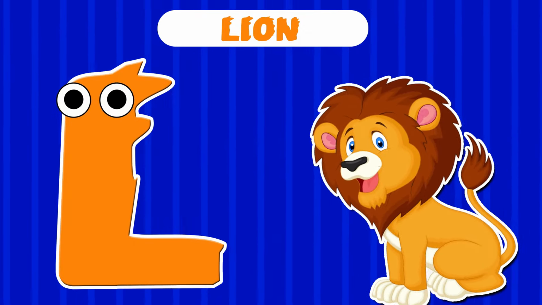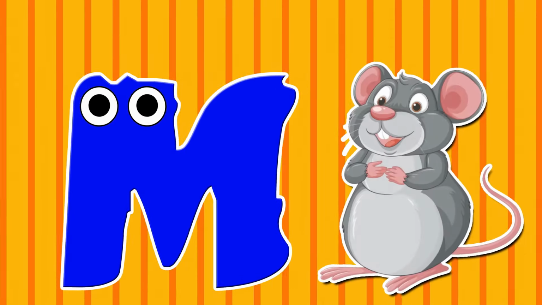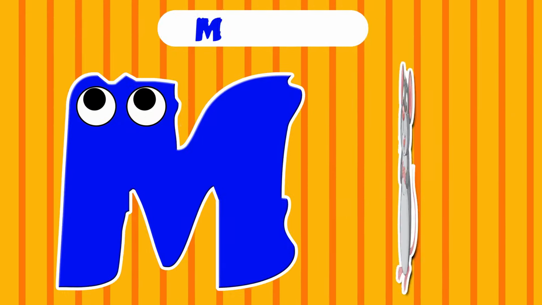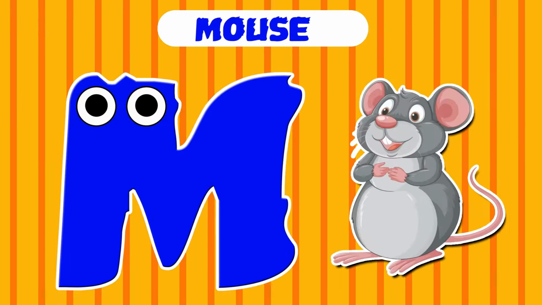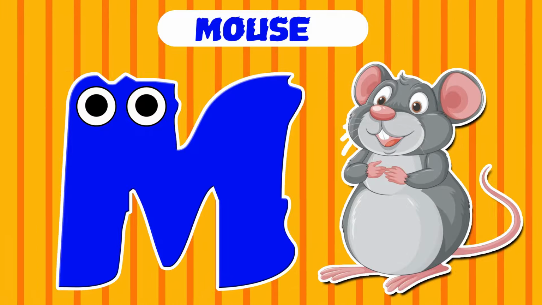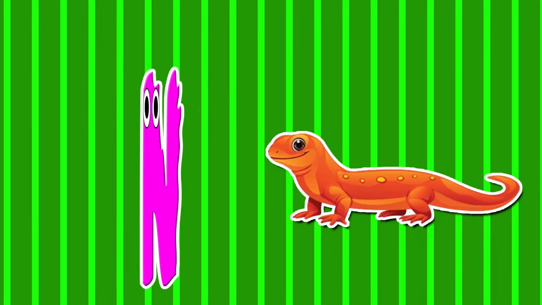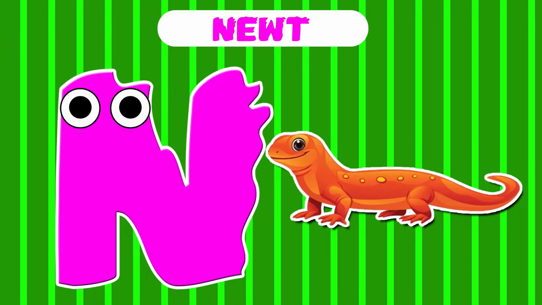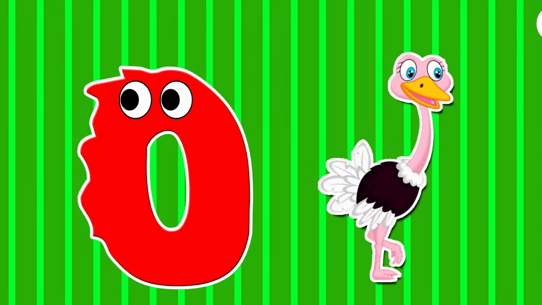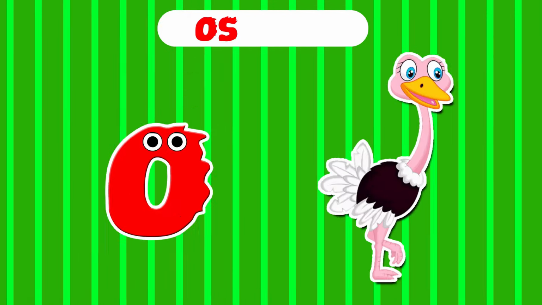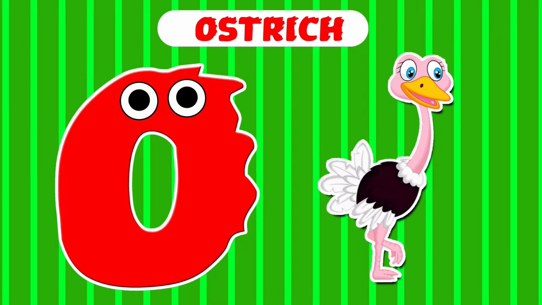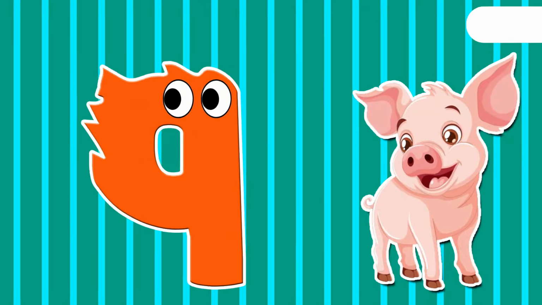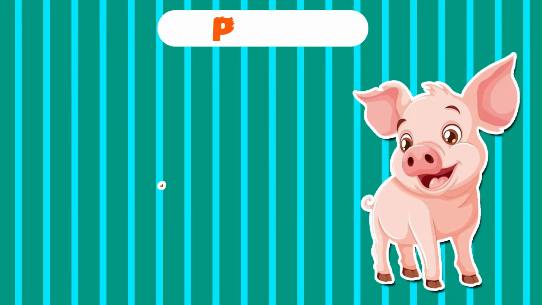M is for mouse, m, m, mouse. N is for newt, n, n, newt. O is for ostrich, o, o, ostrich. P is for pig, p, p, pig.